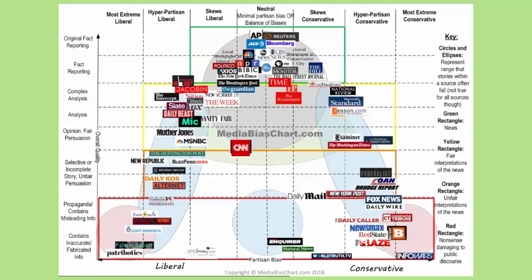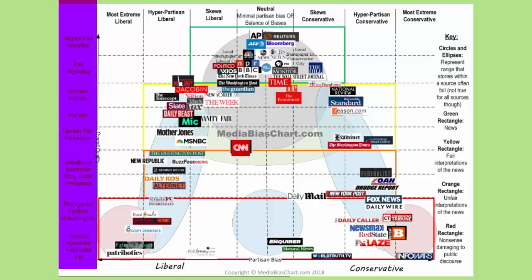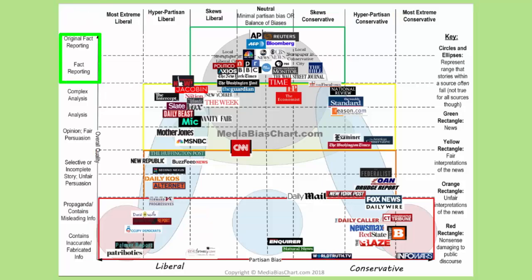I'm not urging you to accept each publication exactly as it's placed on this chart, but that when you're reading an article, you should ask yourself, what is this article's political bias, and what is it trying to accomplish the most? To report raw information? To analyze it? Or to persuade me? And if so, is it doing it fairly or unfairly?